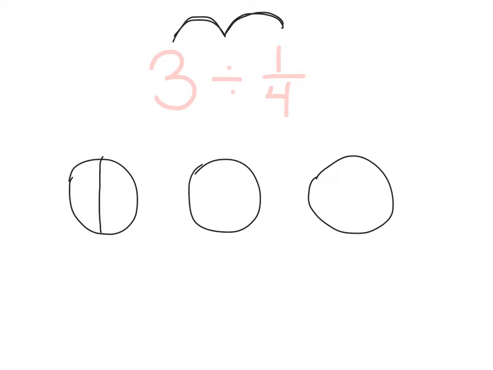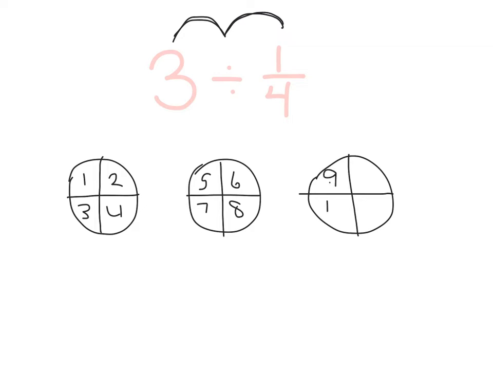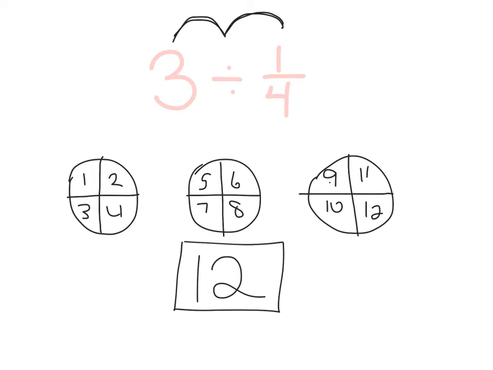So I'm going to split this up into 1/4 and see how many 1/4's fit into 3. Well, there's 1, 2, 3, 4, 5, 6, 7, 8, 9, 10, 11, and 12. So 3 divided by 1/4 is 12. 1/4 fits into 3 12 times. 1/4 divides into 3 12 times.